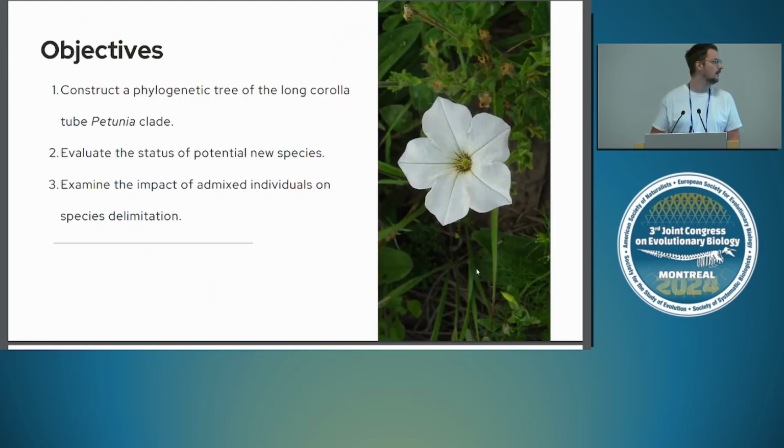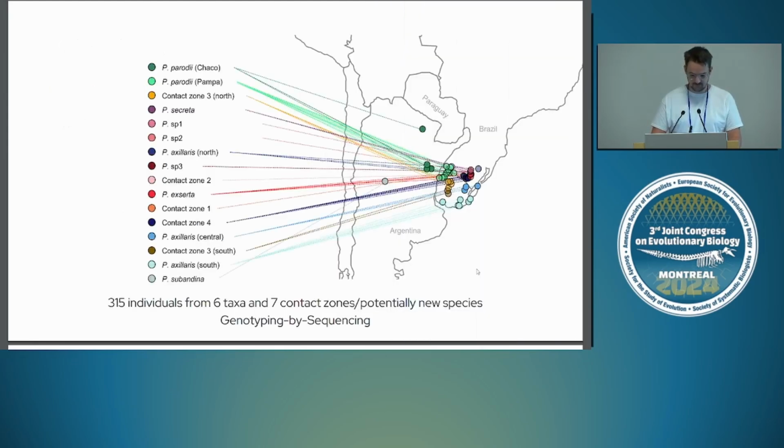Because of all this, our goals were to create a new phylogeny with several of these lineages belonging to the long corolla tube clade, also evaluate the status of some potential new species, and also see how sampling mixed individuals could impact species delimitation in the group. To do this, we collected more than 300 individuals spanning several known lineages and also some putative new species and contact zones.